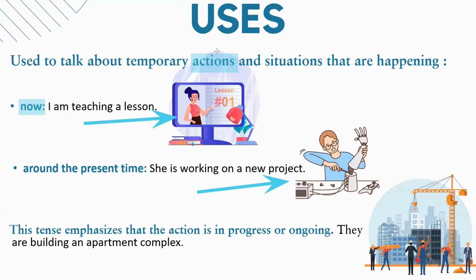And please remember, this tense emphasizes that an action is in progress or ongoing. So the action hasn't been completed, it's in progress, it's still happening. For example, they are building an apartment complex. So they're still doing this, they're not done. So they are building an apartment complex.